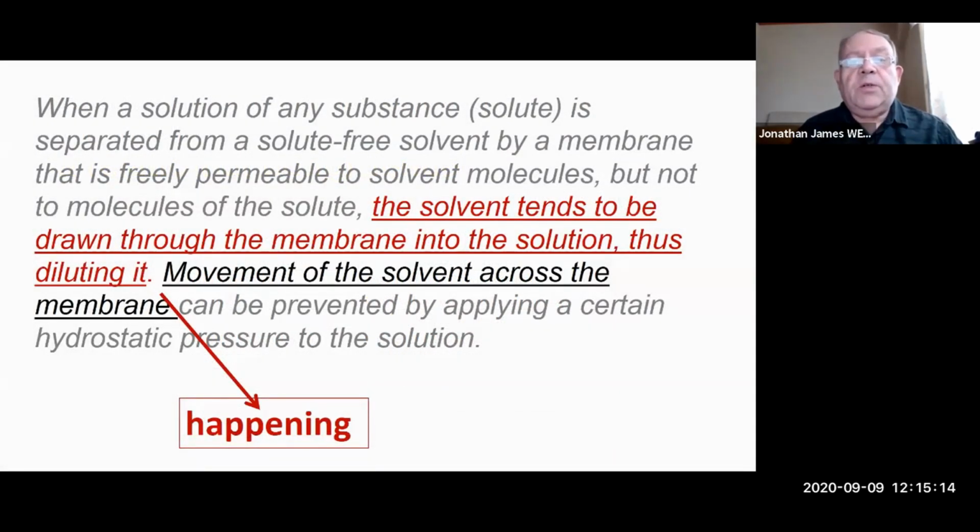We illustrated this with an example like this. We said that, for example, the solvent tends to be drawn through the membrane into the solution, thus diluting it. Now, how have you described that happening? Drawing through. That's a process. Diluting. Okay, it's all being described, like we just said, in that very congruent way. When you're describing something that is a happening, you're using verbs to describe it.